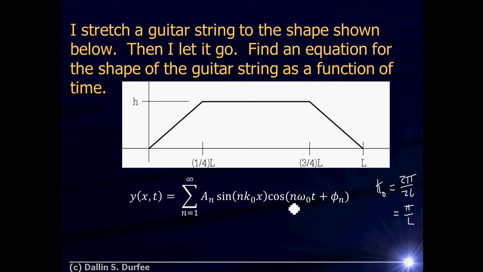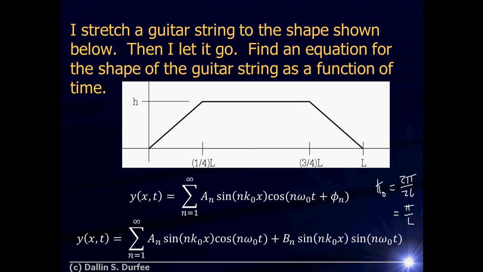It just oscillates sinusoidally at some frequency, all right? But each of these harmonics could have a phase shift in time, all right? Another way I could write this is, instead of writing a cosine with a phase shift, I could have two different pieces where I have each of my harmonics, and there's a cosine part in time and a sine part in time.